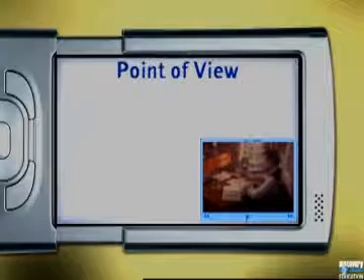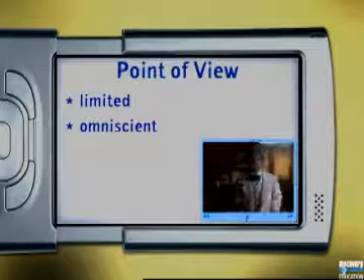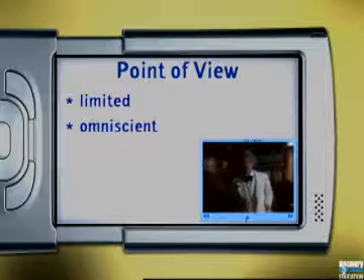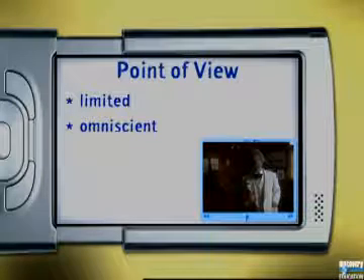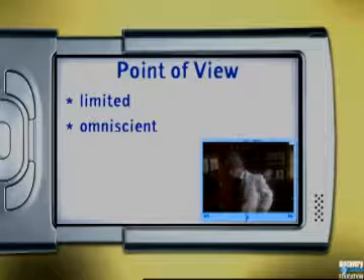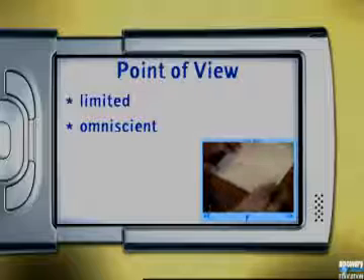Writers also determine if the point of view will be limited or omniscient. Limited narrators don't know every thought in other characters' minds or every event in the storyline. The word omniscient means all-knowing. So omniscient narrators will know everything about the characters and the story.